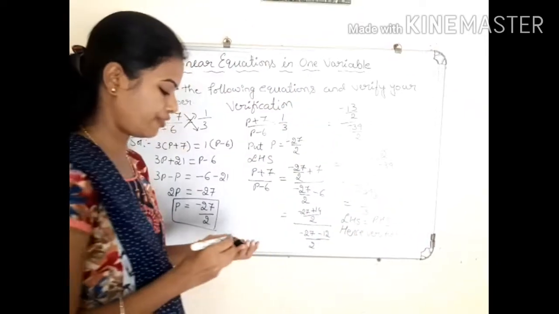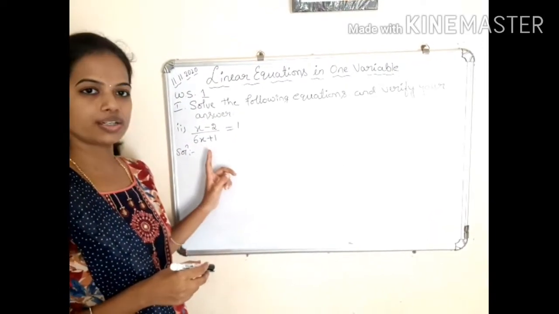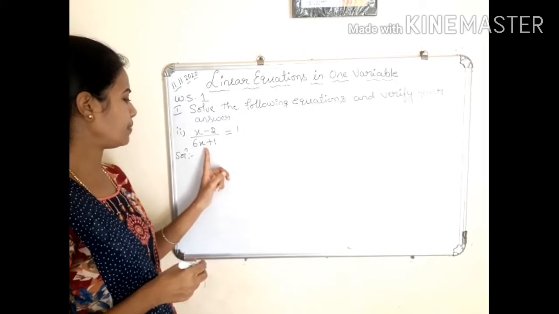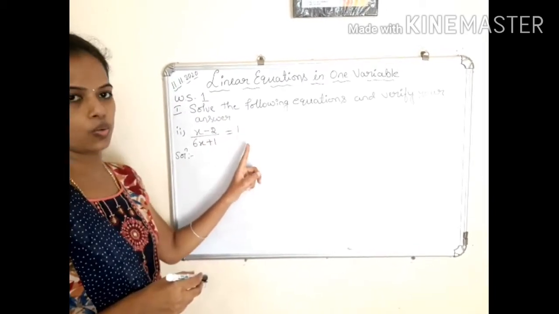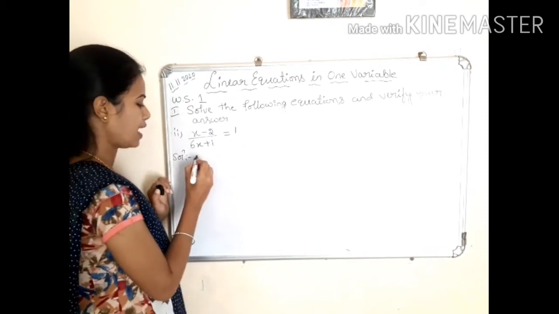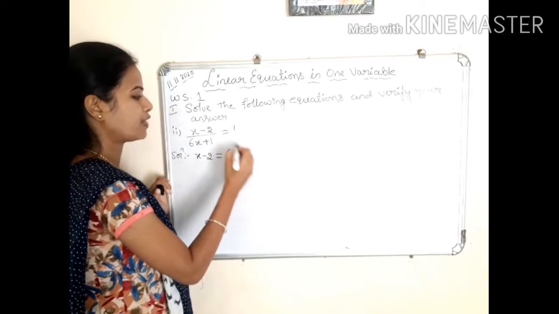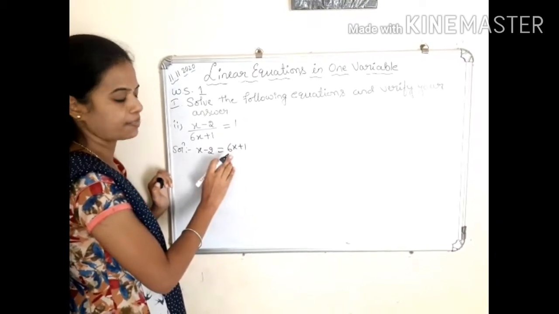This is the solution for the first question. Second question: (x minus 2) divided by (6x plus 1) is equal to 1. Very simple question here. Go for cross multiplication. x minus 2 is equal to (6x plus 1) into 1, you will get 6x plus 1 as it is.